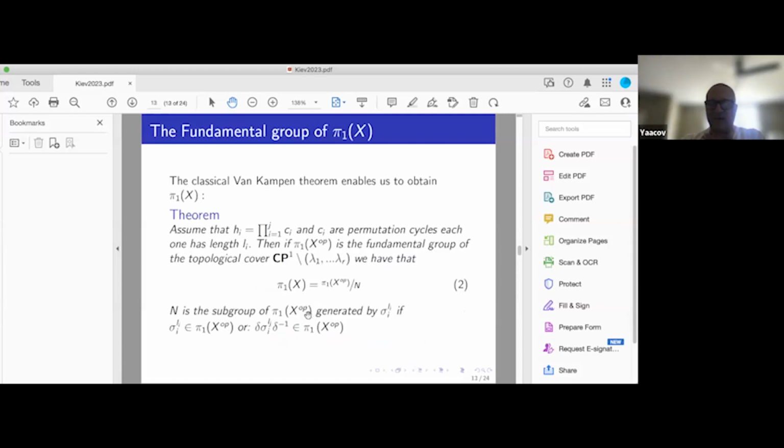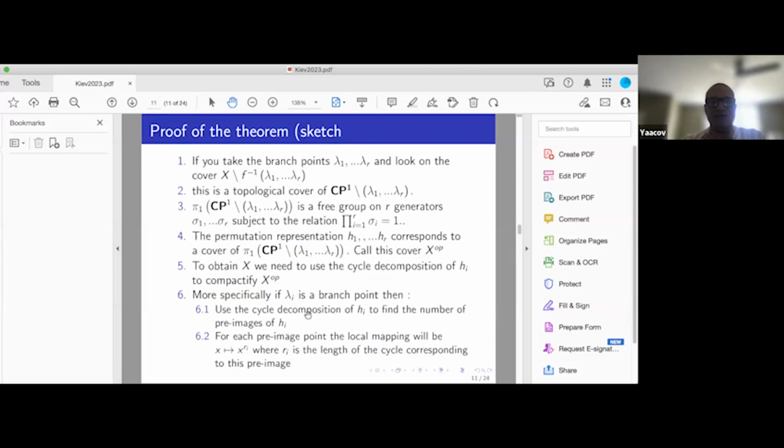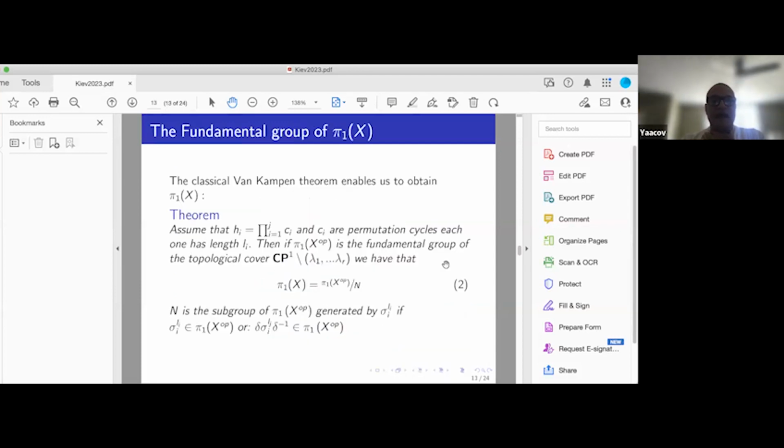Okay? Now, what is important to understand here is that I characterized the surface as an open surface plus filling the disks. So I want the fundamental group of the closed surface, not the open surface. That's important to understand. Okay? And what do we need to do that?